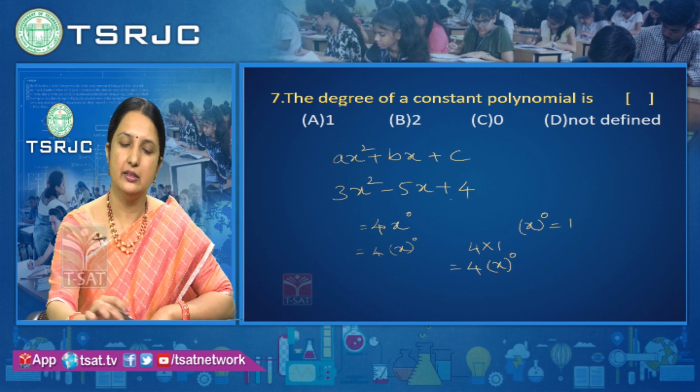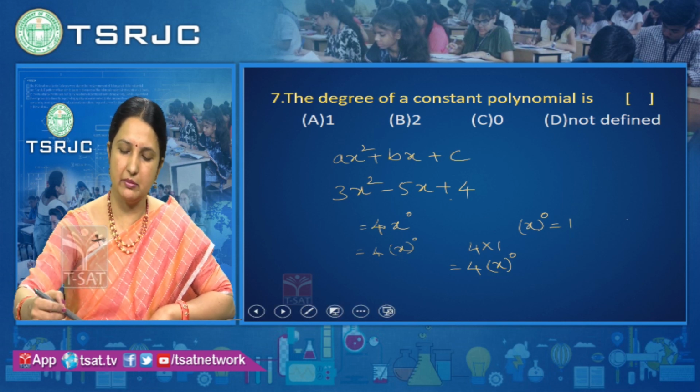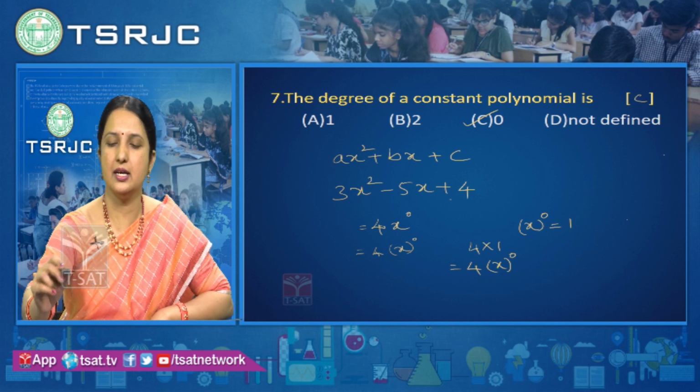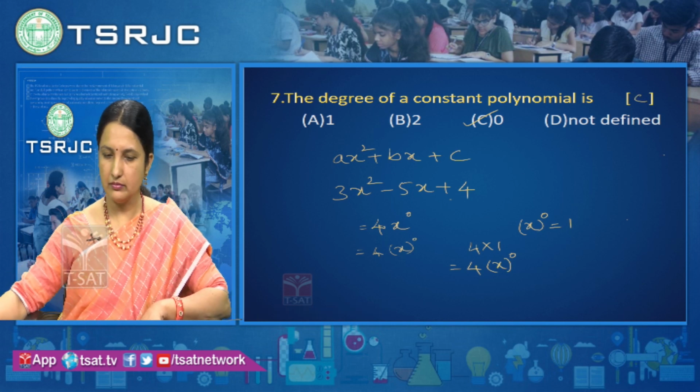So, here the degree of the constant polynomial is what? 0. Option C is the correct one.